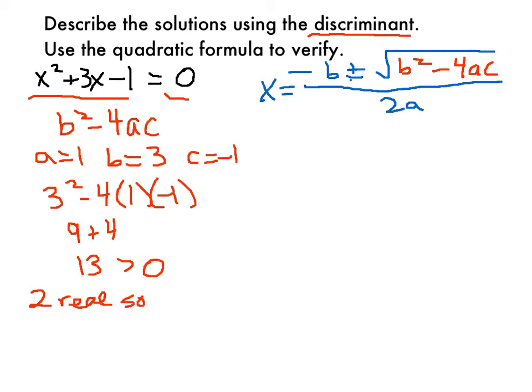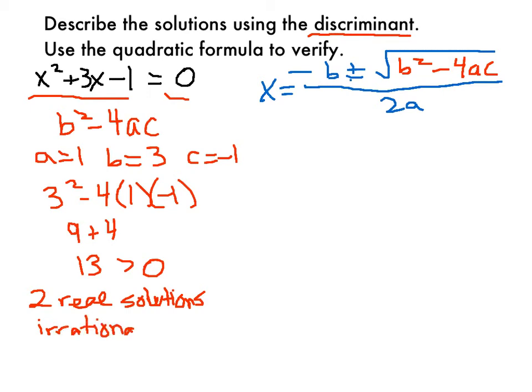We also know that since 13 is not a perfect square, then that square root of 13, because the 13 is going to be under the square root, that's not going to factor very well. We're going to have an irrational solution. So we're going to have 2 real, and in fact they're going to be irrational because it's not a perfect square.